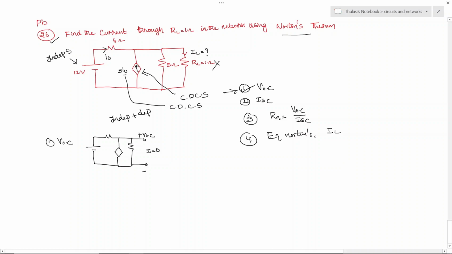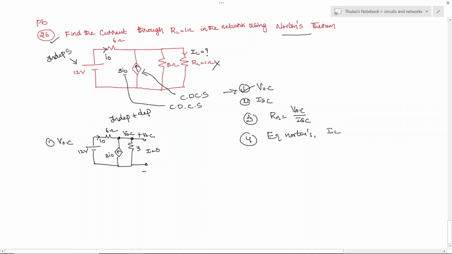The voltage across this open circuit we are going to call the open circuit voltage. This branch is of 3 ohm, and the direction of current in this branch is 3 into I naught. Already in the problem the current I naught is given like this, and this is of 6 ohm, and this is of 12 volts. The voltage at this point or this point is the same, which is nothing but VOC. Now let's try to find it.